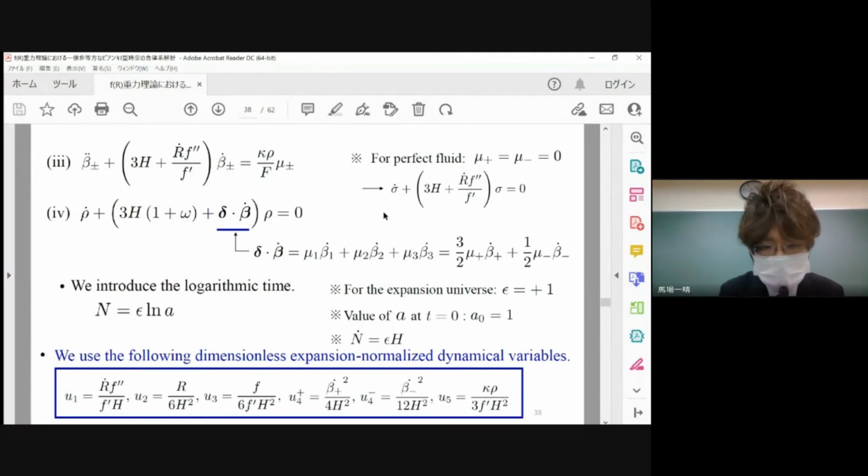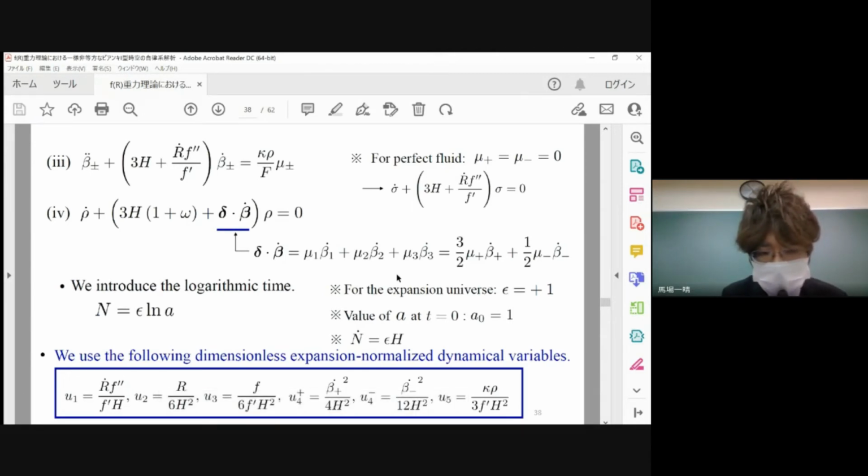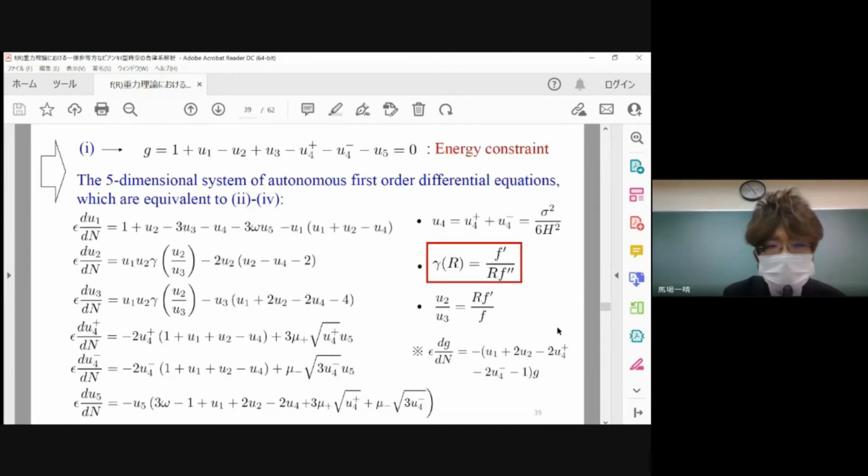To analyze our system, we introduce the logarithmic time N, and we introduce the following dimensionless expansion normalized dynamical variables: U1, U2, U3, U4 plus minus, and U5. From the first equation of the Friedmann equations, we have this form. This is the energy constraint.